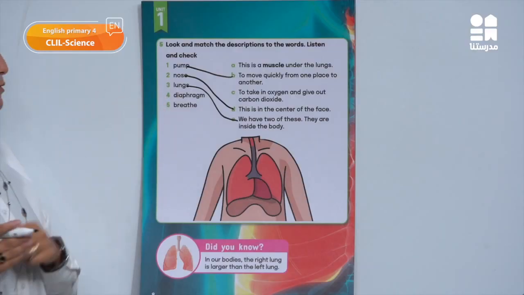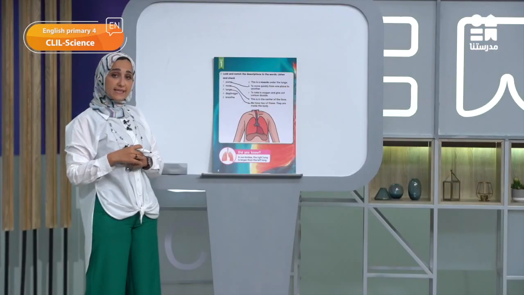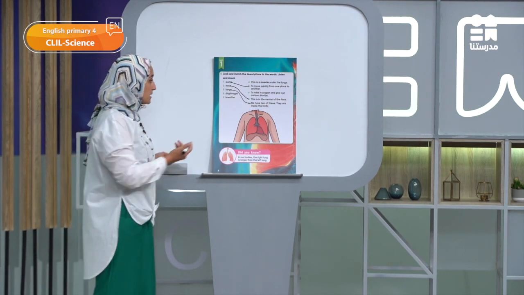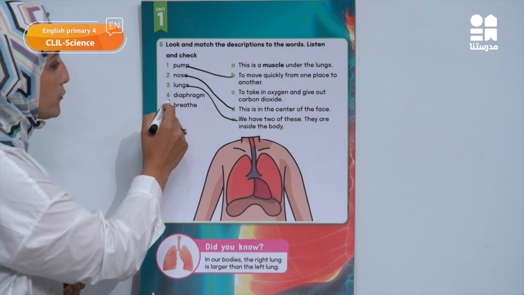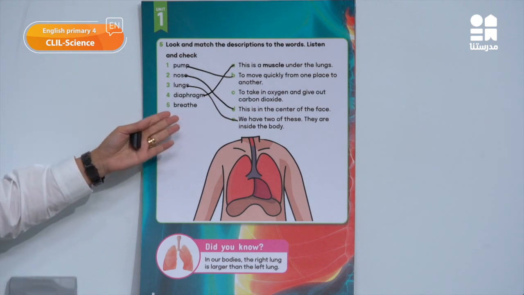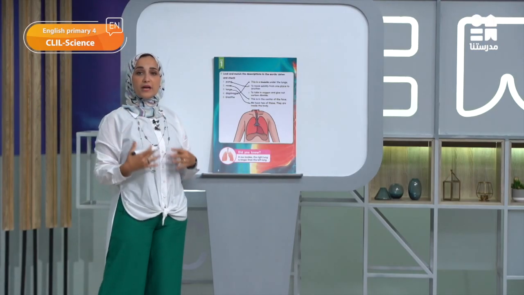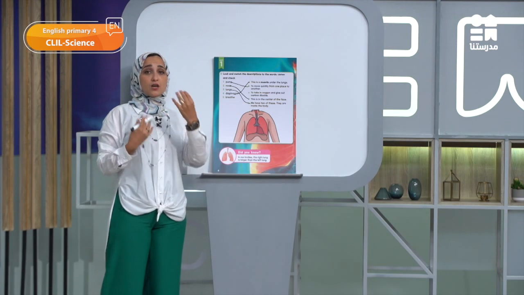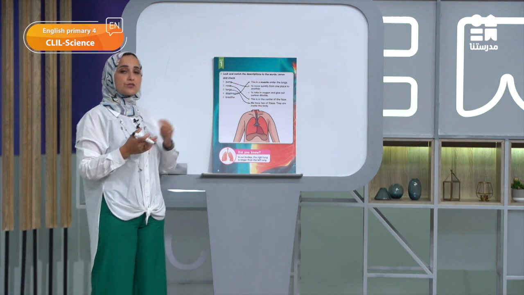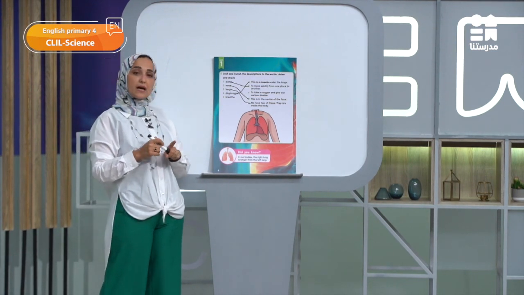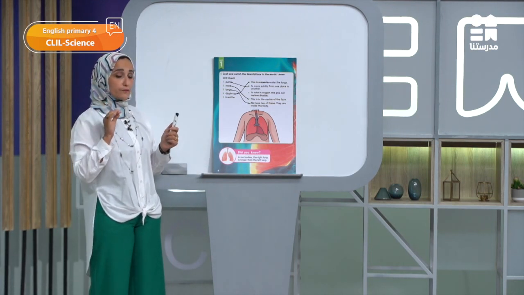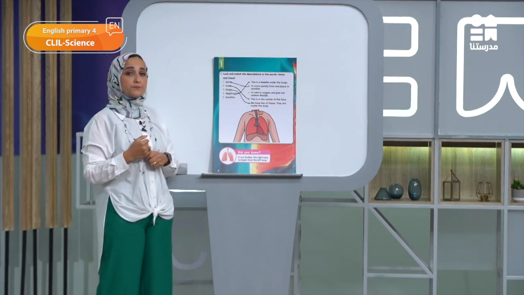Great. What about number 4? The diaphragm. Exactly. This is a muscle under our lungs. So, number 4 with letter A. And the last one, breathe. This means to take the oxygen in and give out carbon dioxide. So the answer is C. Okay, now let's listen and check our answers. Listen very carefully and check your answers.